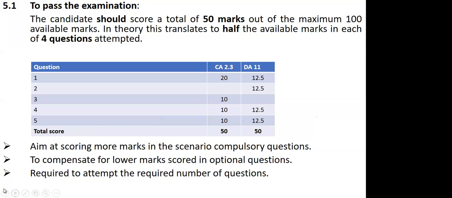Although in reality, you may not get scores as given above, you may get more marks in the compulsory questions and maybe less marks in the optional questions, but that should be your focus, that should be your aim, which means it must be clear from this slide that if you don't attempt a question, then you reduce your chances of scoring the 50 marks that are required for you to pass the examination.